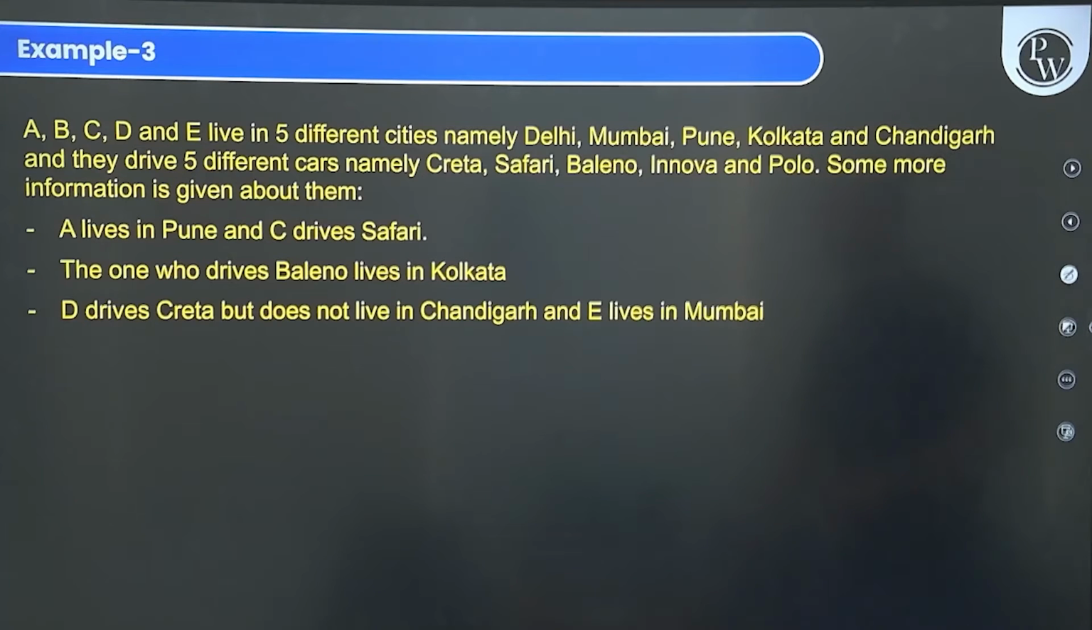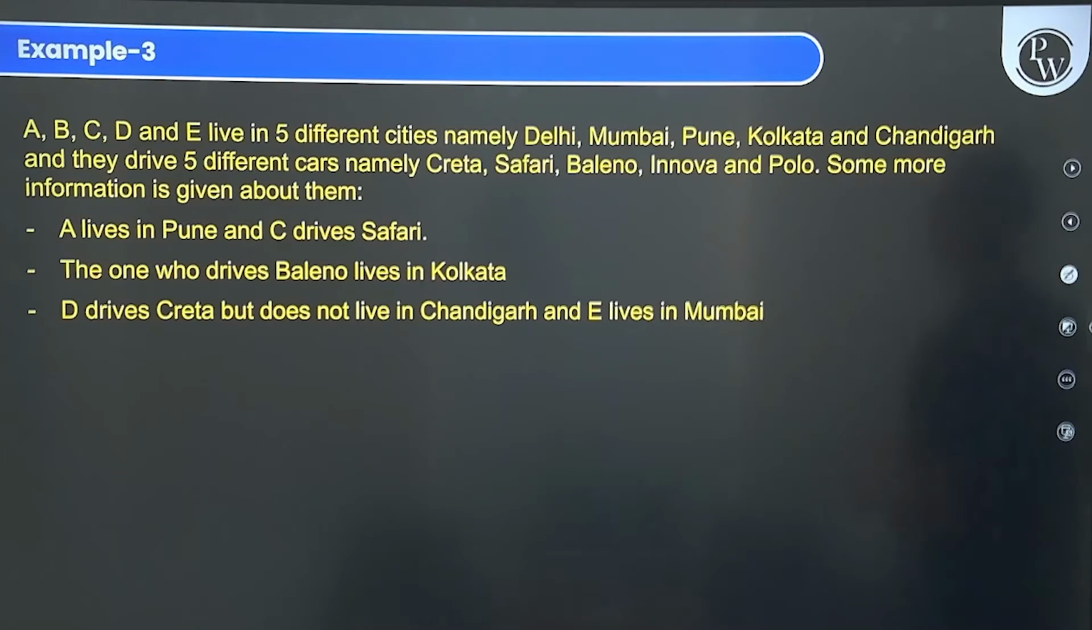So this question is telling us that there are 5 people A, B, C, D, E who live in 5 different cities: Delhi, Mumbai, Pune, Kolkata, Chandigarh, and they drive 5 different cars, namely Creta, Safari, Baleno, Innova, and Polo. Some more information is given about them, using which you can form a table.